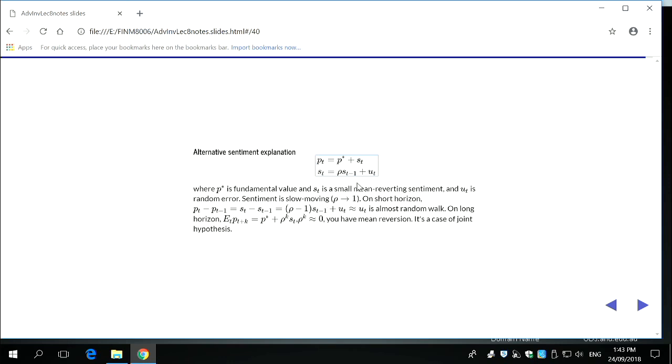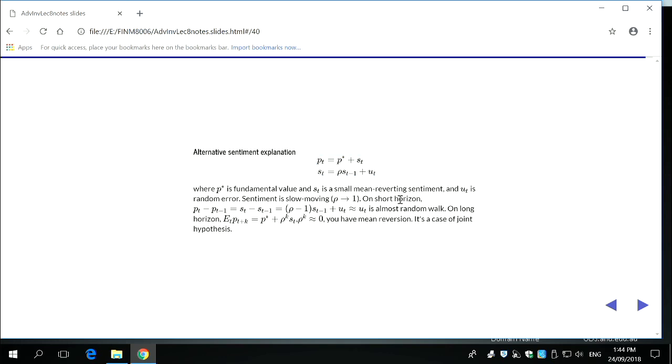So this S_t, what we call the sentiment, has a very small mean reverting component, which means this rho is less than 1, but not very far from 1. It's very persistent, slowly changing sentiment. So when people have high sentiment, the stock price tends to be high because people are willing to buy more stock. When people have low sentiment, the stock price tends to be low.